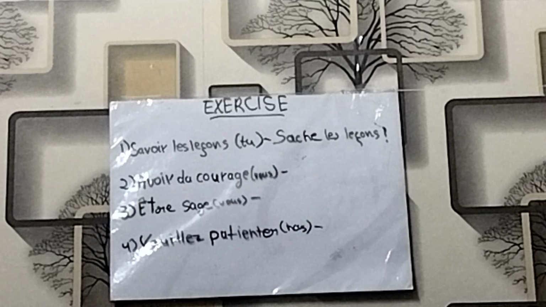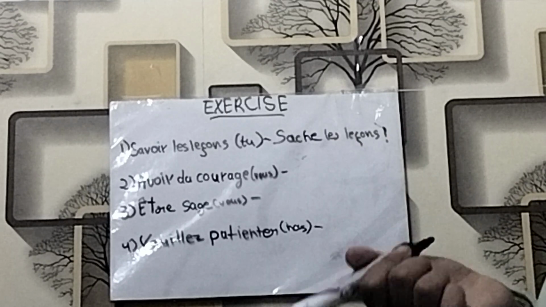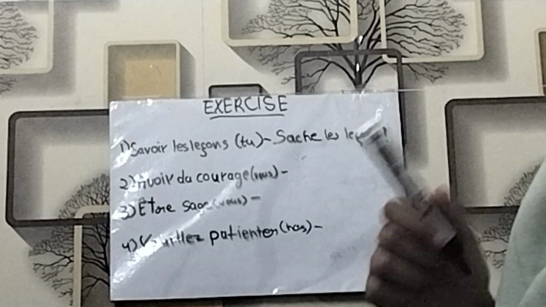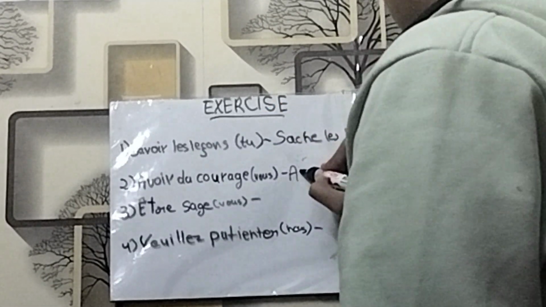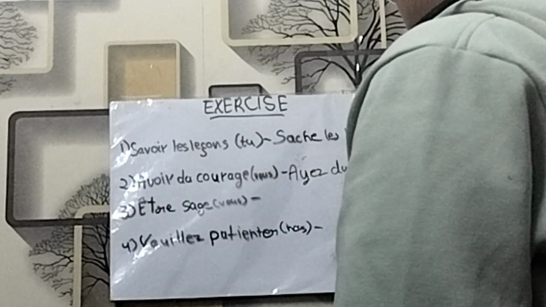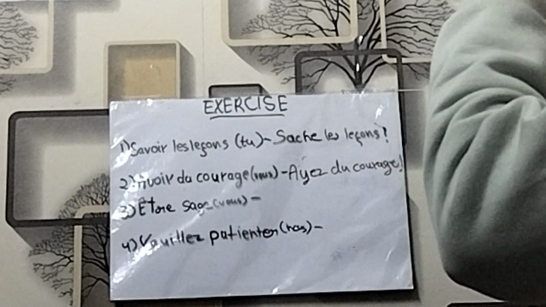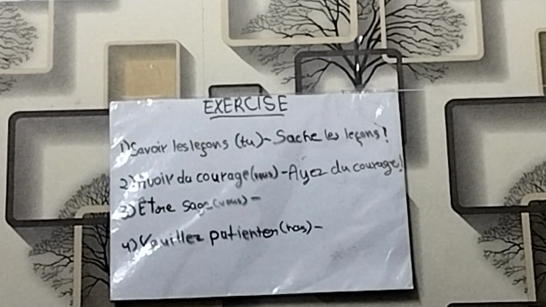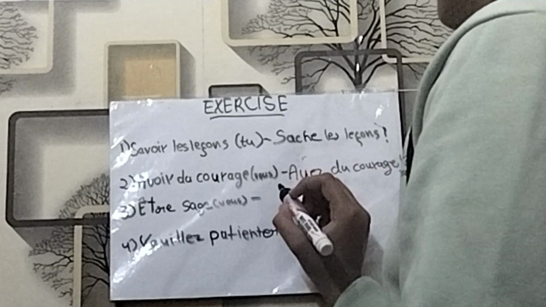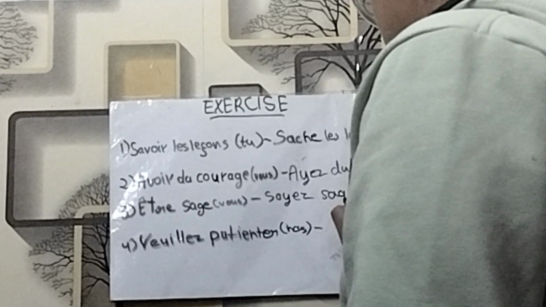Now avoir du courage. We are saying gather some courage. Avoir is again an exception. So we have to conjugate avoir with vous. Remember? Yes. Ayez du courage. Okay. Now we have again an exception, which is the verb être. Remember what we used for être with vous? You are right. Soyez sage.